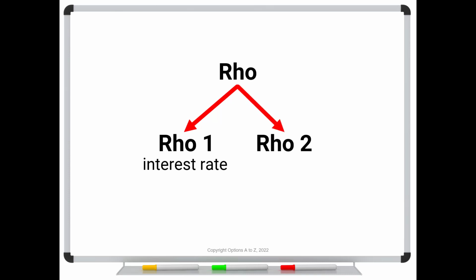Now, rho 2, on the other hand, is really the effect of dividends. Sometimes people say, wait a minute, dividends aren't really interest rates. Why would we lump them in the same category here? Instead of thinking of rho as interest rates, think of it more as carrying costs. That's going to be affected by interest rates and dividends. And that's why we have this distinction between rho 1 and rho 2.